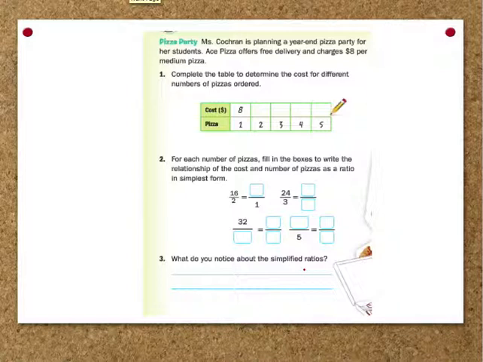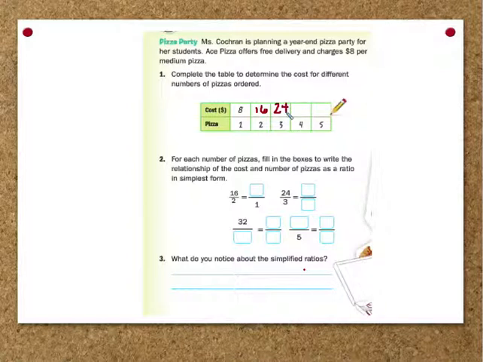It says Mrs. Cochran is planning a year-end pizza party for her students. Ace Pizza offers free delivery and charges $8 per medium pizza. We're going to complete the table to determine the cost for different numbers of pizzas ordered. So if I look at this table, we know it's $8 for one pizza. If I order two pizzas, that's going to be $16. And if I order three pizzas, that's going to be $24.